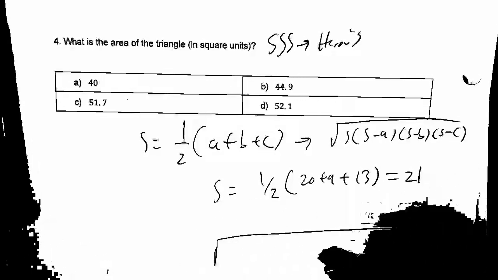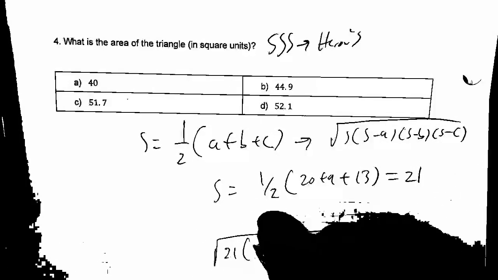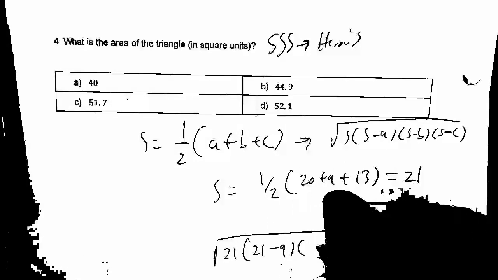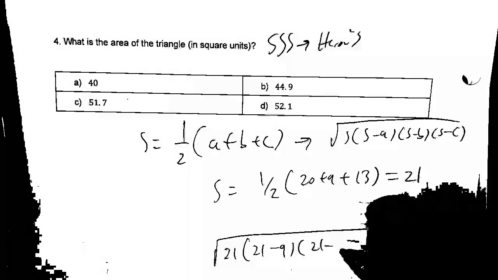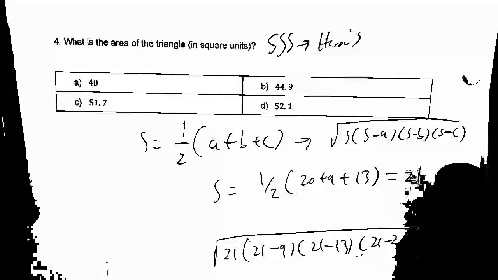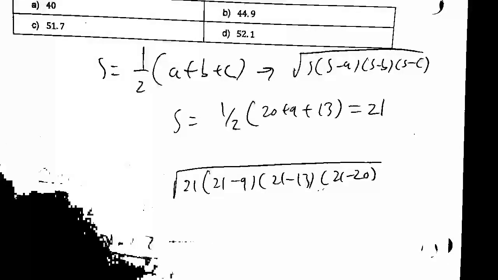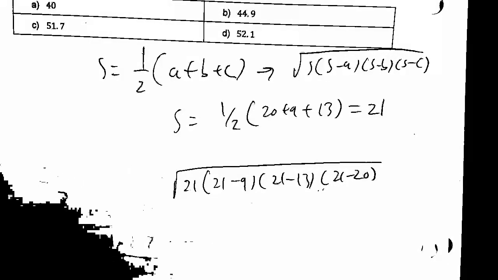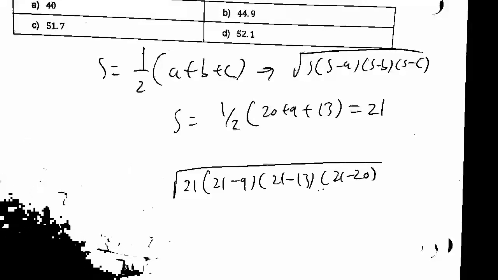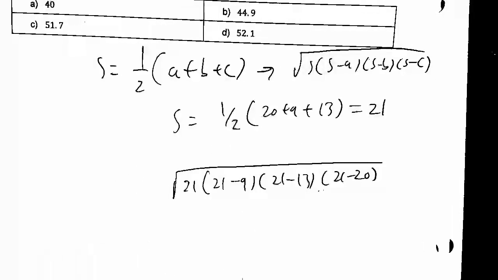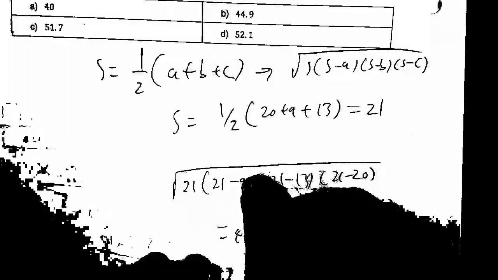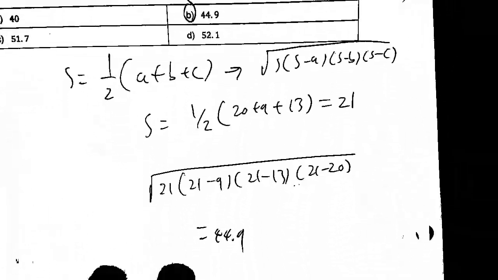And then we'll do here 21 times 21 minus 9 times 21 minus 13 times 21 minus 20. Okay, so let's do that. 21 times 21 minus 9 times 21 minus 13 times 21 minus 20, square root. I'm getting 44.9. So it must be B. Okay. All right, last page for your response.